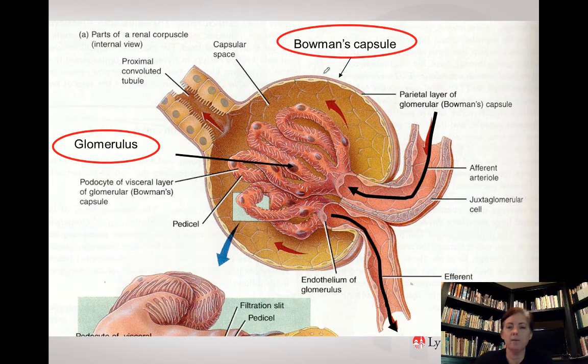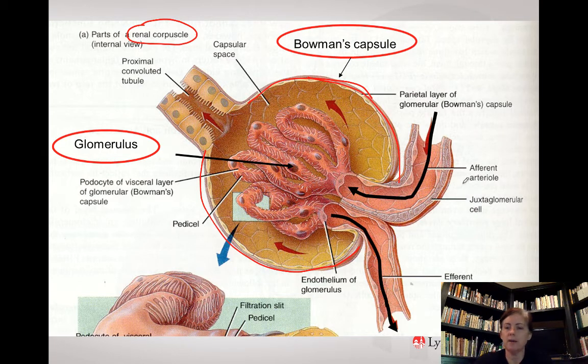Okay, and so this is what we see here too. Here's our glomerulus. Here is Bowman's capsule, encapsulating or kind of encircling that glomerulus, and so both of these together are going to make up that renal corpuscle. That's what we're talking about there.